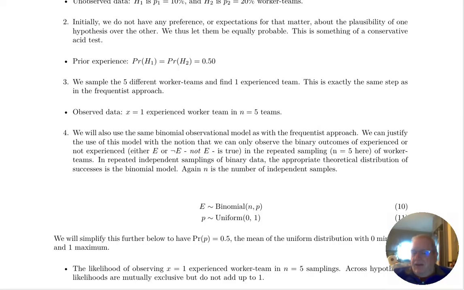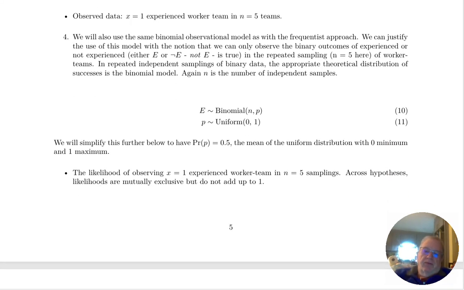Our observed data is exactly the same. We're going to use the same binomial model. Either E or not E is true: experience or not experience. Repeated sampling. There's not too much sampling here, only 5 samples. Typically you have to take this a lot longer than that. And we can express this as E is simulated, if you will, using the binomial distribution, and P, the proportion of a single binomial trial, is uniform 0, 1.